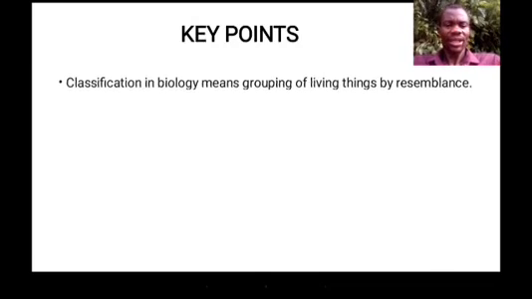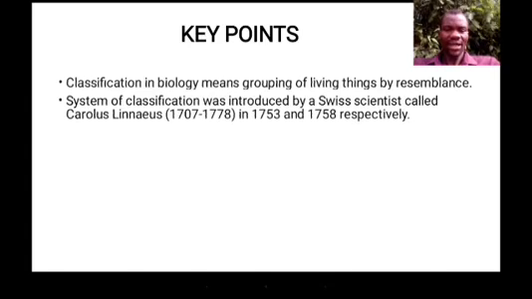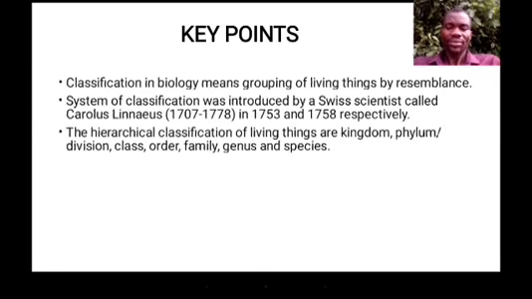Classification in biology means grouping of living things by resemblance. The system of classification was introduced by a Swiss scientist called Carolus Linnaeus, 1707 to 1778. The hierarchical classification of living things, according to Carolus Linnaeus, is kingdom, phylum or division, class, order, family, genus, and species.